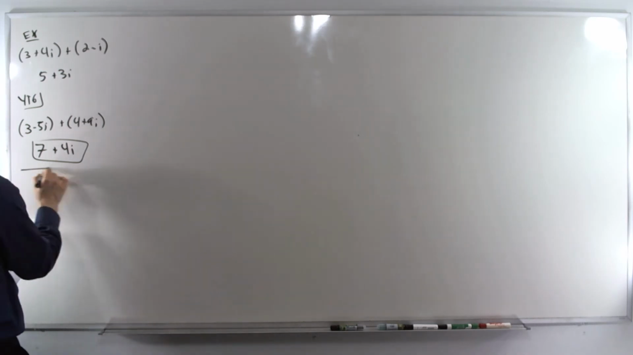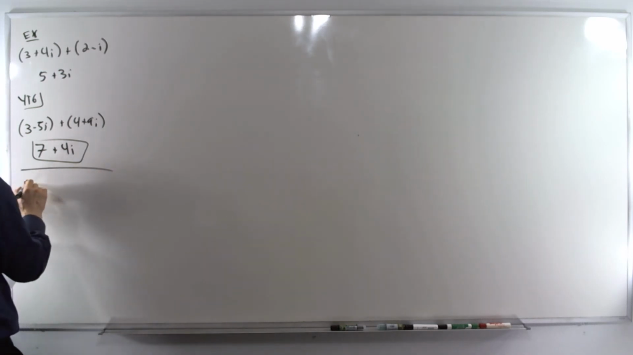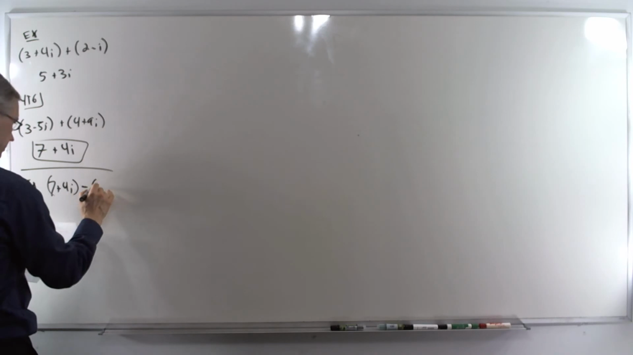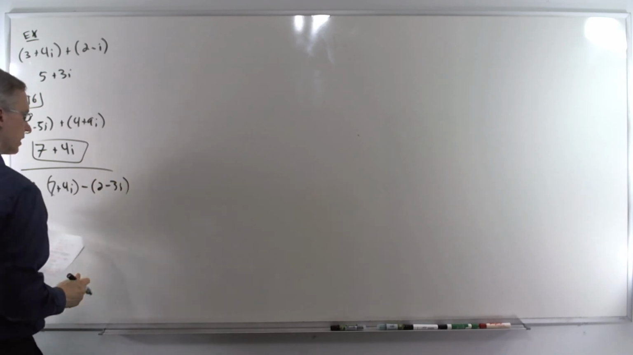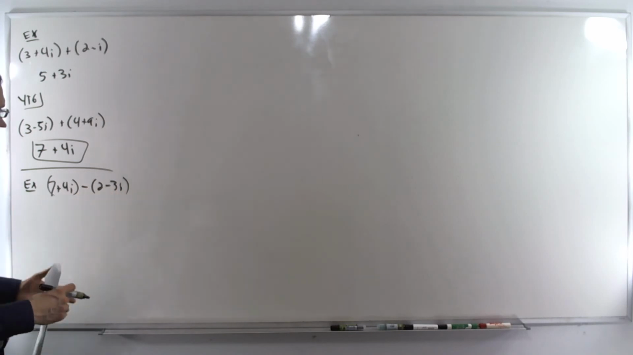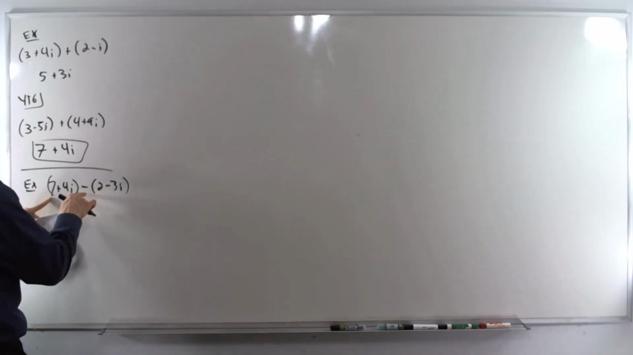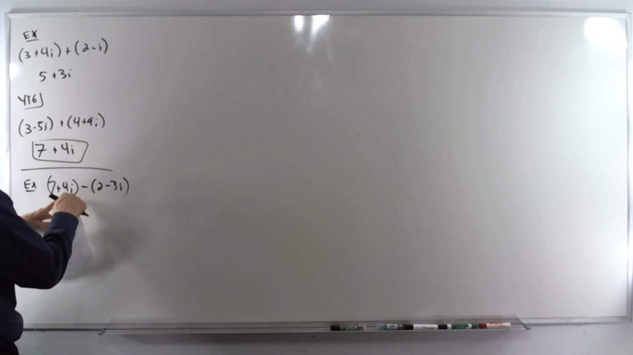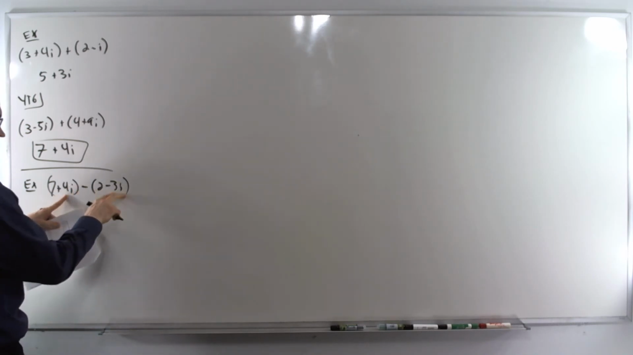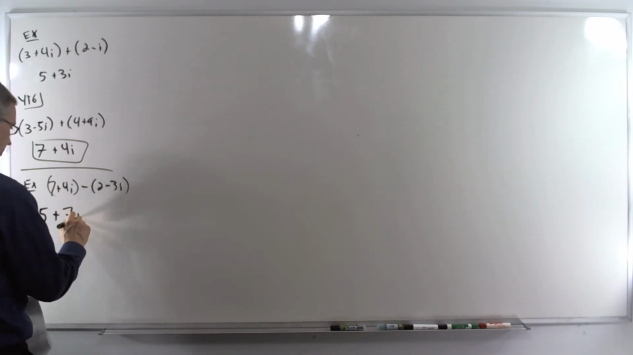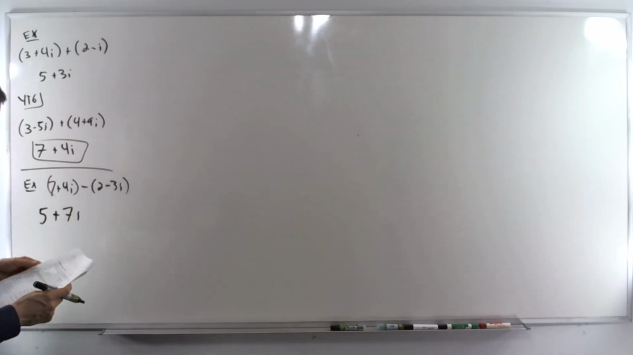Now we can do subtraction. 7 plus 4i minus 2 minus 3i. Nothing tricky here, just make sure you're subtracting both of these terms. So we got 7 minus 2, that's 5. And look out for subtracting a negative. 4i minus -3i is the same as 4i plus 3i. So we get 5 plus 7i.